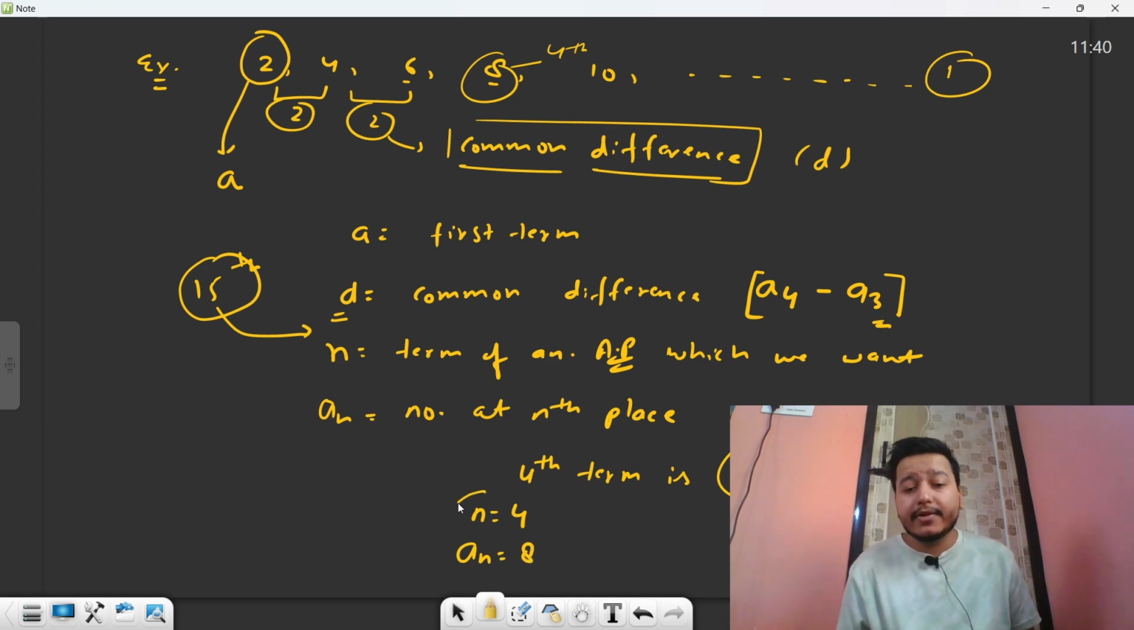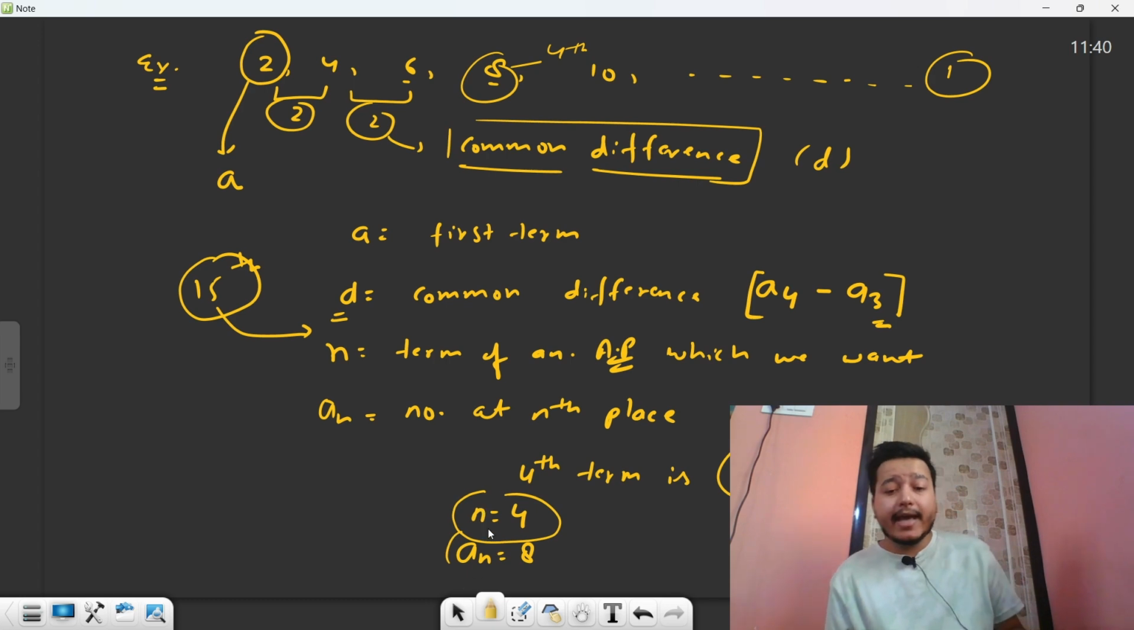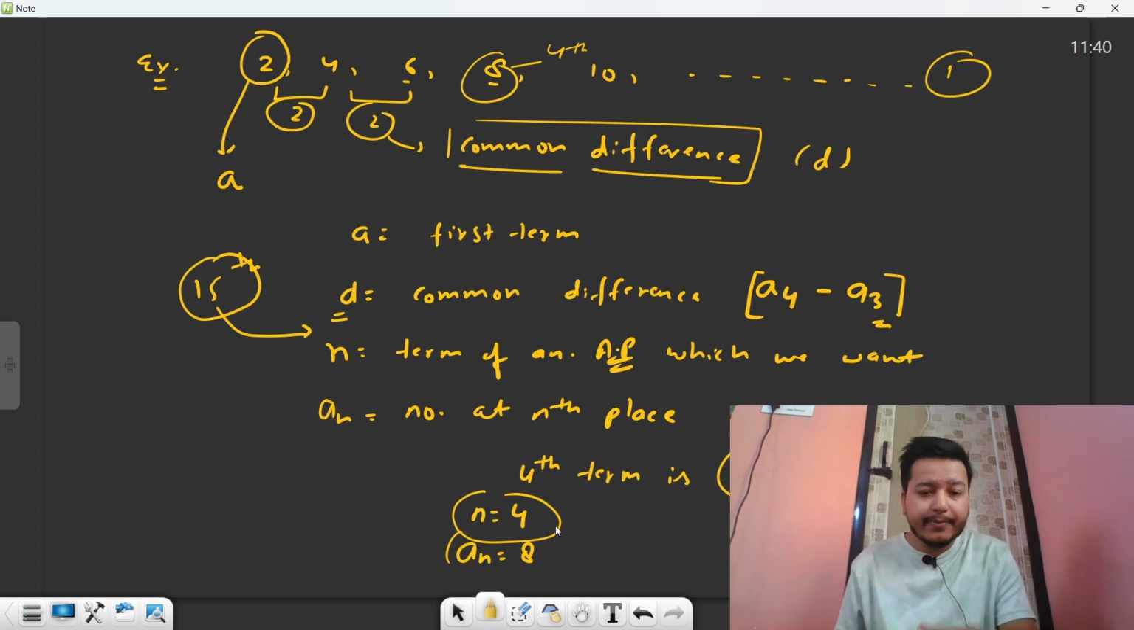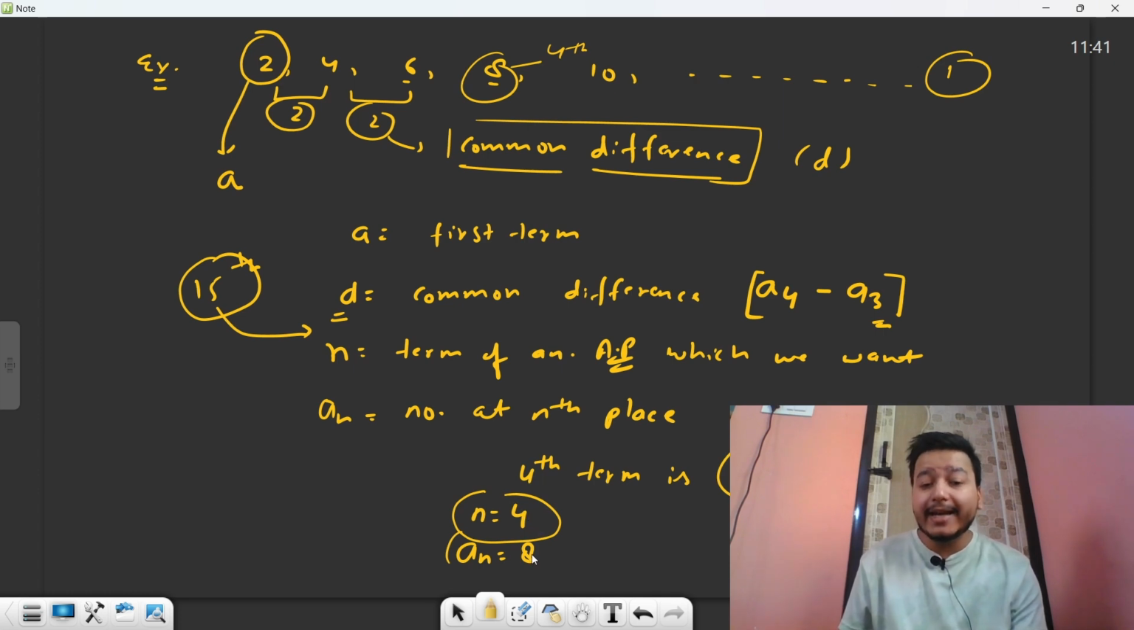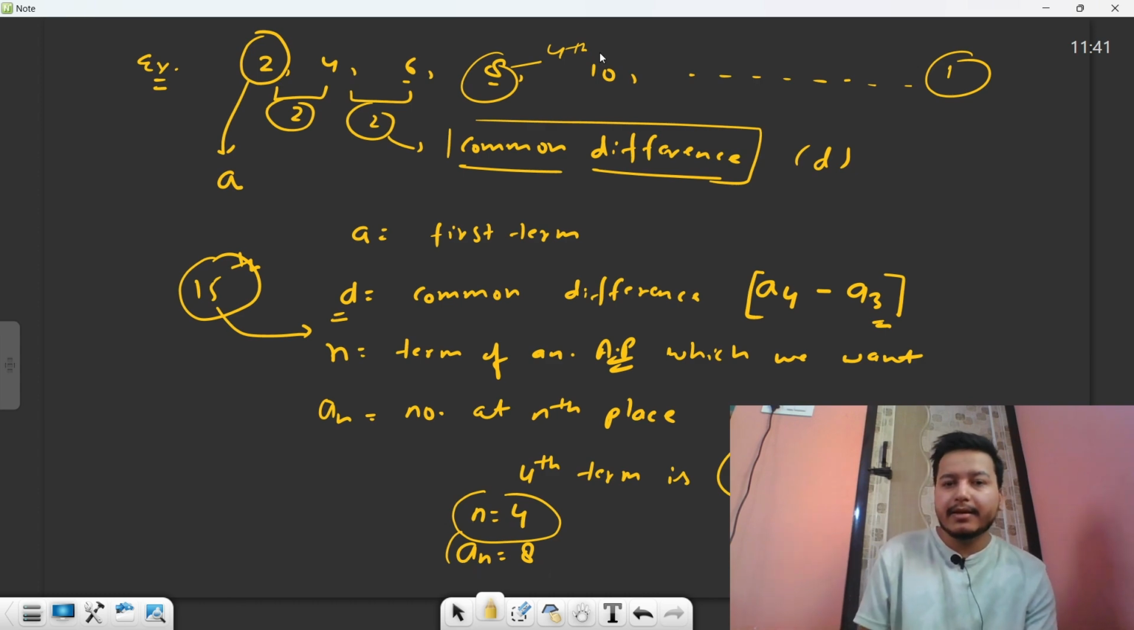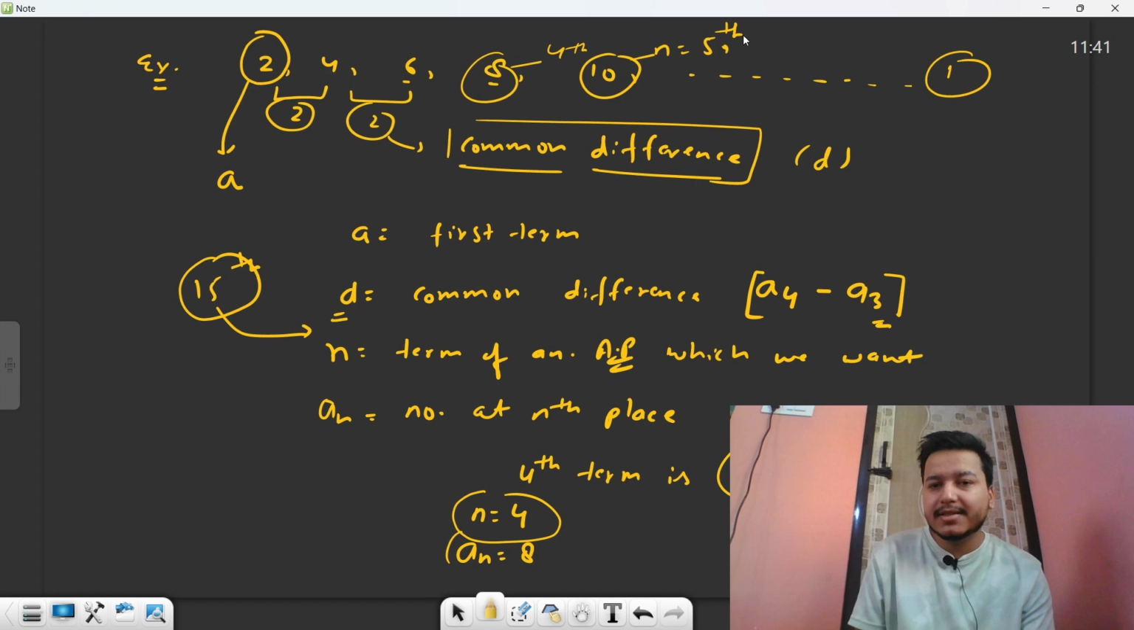Do you understand the difference between n and an? n is the position of the term, like first term, second term, third, fourth, fifth, and an is the number that is coming at that position. Like at the fourth position, 8 is coming. So n is 4 and an is 8. For this, n is 5, because this is the fifth position, and what is coming at the fifth position? It is 10. So n is 5 and an is 10.